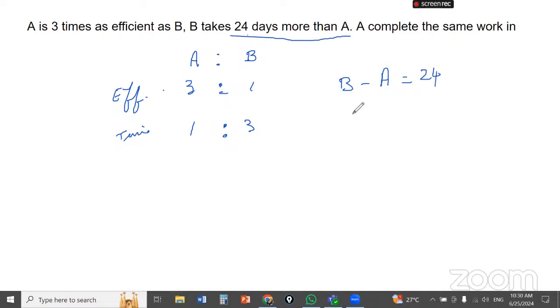This is the meaning. So 3x minus x is equal to 24. So 2x is equal to 24. So x is equal to 12. So the ratio unit is 12. If you do that, the time taken by B is 36.